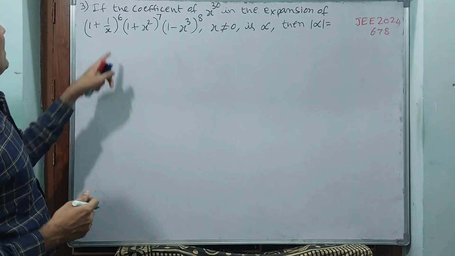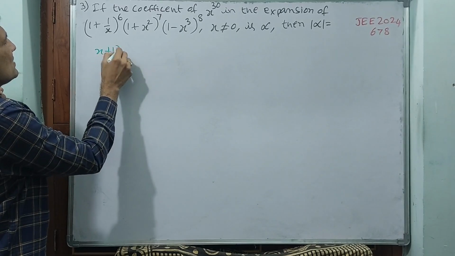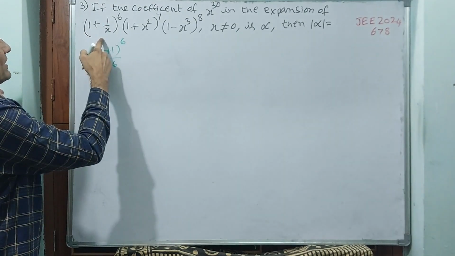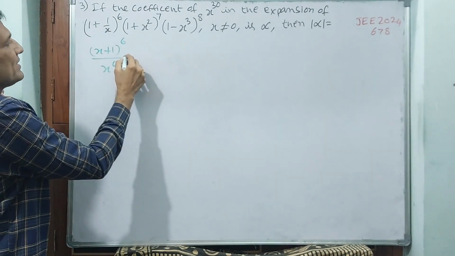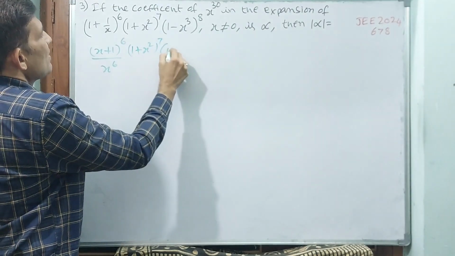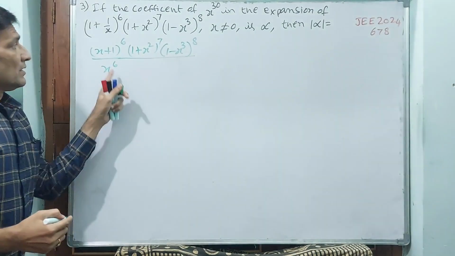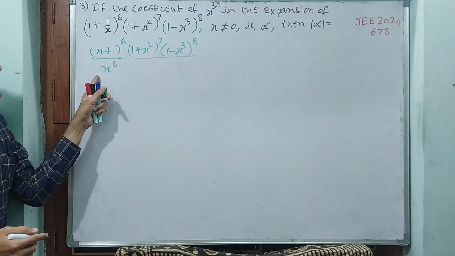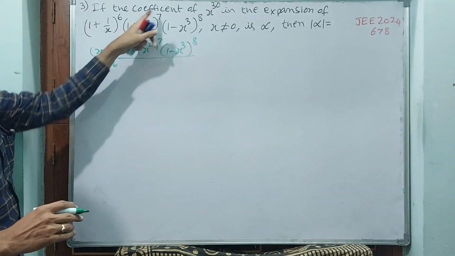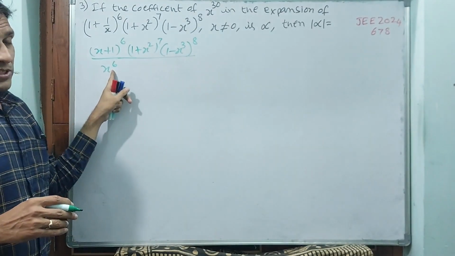See, first of all, I will just modify this. (x + 1/x)^6 over x^6. (x + 1/x)^6, okay, I have made it separate. And (1 + x^2)^7 (1 - x^3)^8. That means now x^6 is in the denominator, as a multiplication, and all the remaining are in the numerator only. Now, the x^30 coefficient is for this. Now, x^6 is in the denominator.